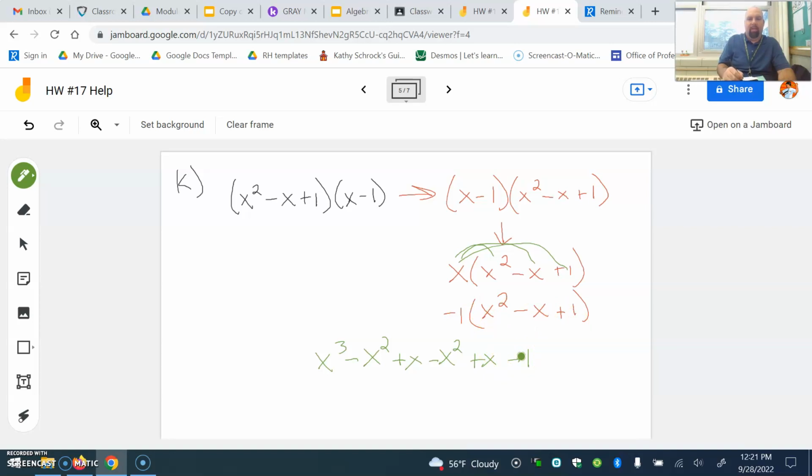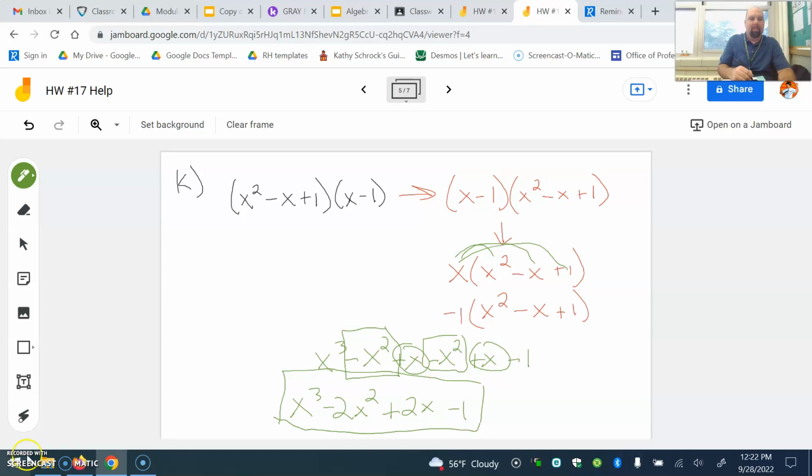Any like terms? Yep, we got a couple. We've got -x squared and -x squared. We have plus x and plus x. So when I combine my like terms, I get -x squared and -x squared. That's -2x squared. There's two of them. Just like there's two x's, 2x, minus 1. So I have a 4-term polynomial written in standard form. There is my final answer. Put a box around it.